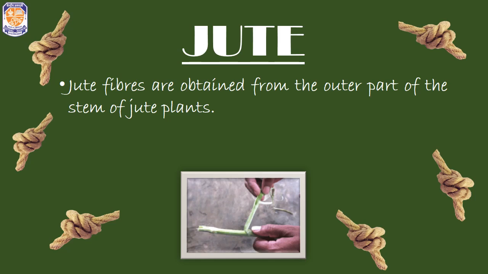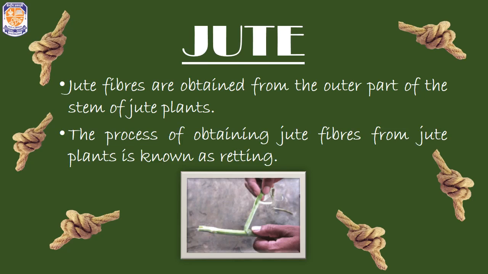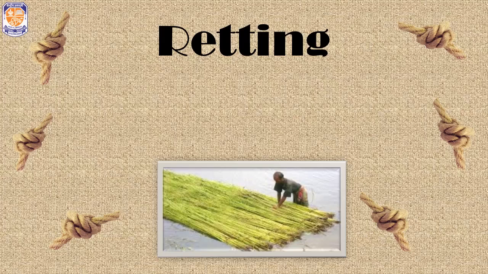Jute fibers are obtained from the outer part of the stem of jute plants. So the rest of the parts of the jute plant are useless to us. So the process of obtaining jute fibers from the jute plant is known as retting. Now let's discuss a little bit about retting in detail.